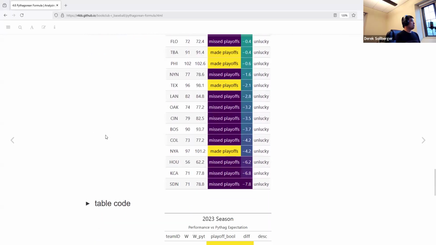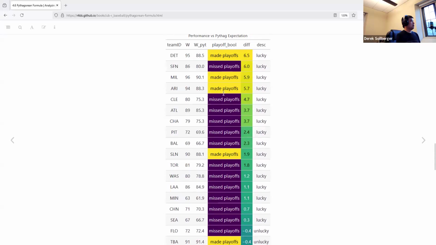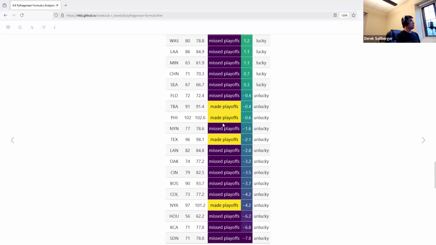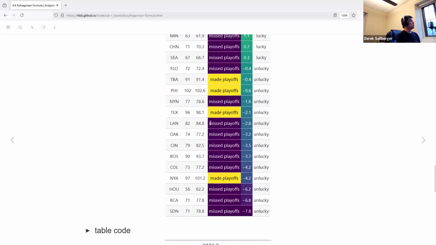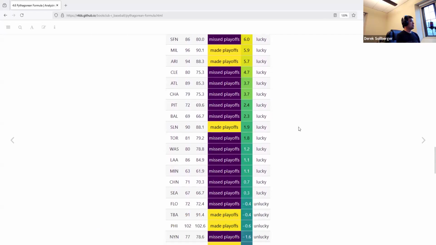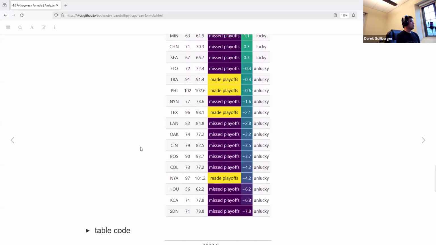On the other end of the spectrum, notice that 8 teams made the playoffs and the other 22 teams missed the playoffs. It's not necessarily true that all the teams that made the playoffs were lucky in the Pythagorean sense. Some of them were actually quite unlucky, such as the New York Yankees that year, 2011. They actually underperformed the Pythagorean by about 4 games, but they made the playoffs anyways.